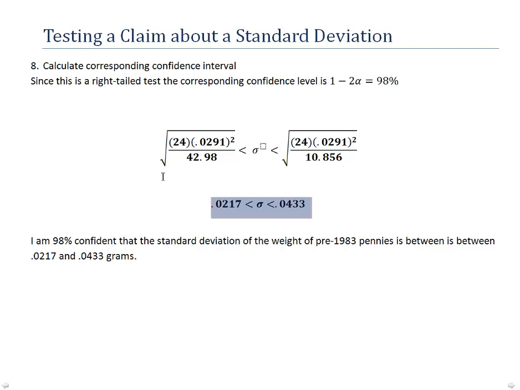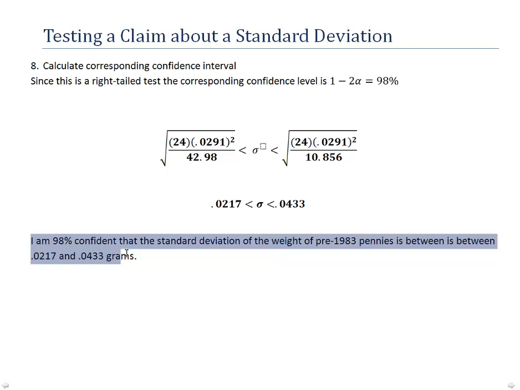And remember to take the square root at the end here. We have the square root there because we're dealing with a sigma, not a sigma squared. We'd summarize our finding by saying I'm 98% confident that the standard deviation of the weight of pre-1983 pennies is between 0.0217 and 0.0433 grams.